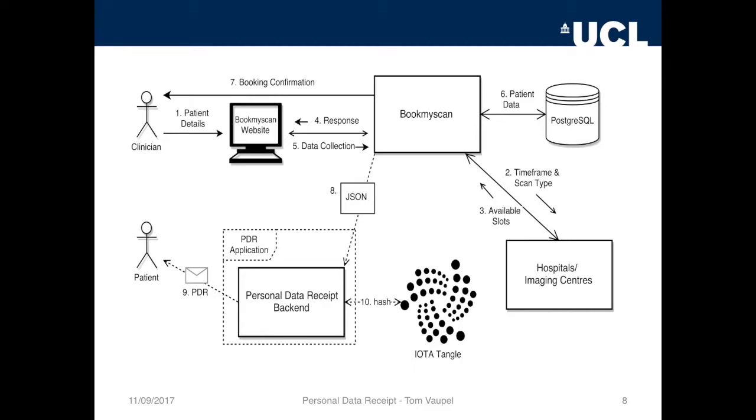The Book My Scan backend then uses the JSON model that was created to send a JSON file to the personal data receipt backend containing only Boolean fields. Those will indicate whether the type of personal data has been captured and is stored at bookmyscan.co.uk. The JSON file is then used to create the PDR, which is sent via SendGrid to the patient. An additional step would be to hash the PDR and store the hash value on the IOTA tangle.